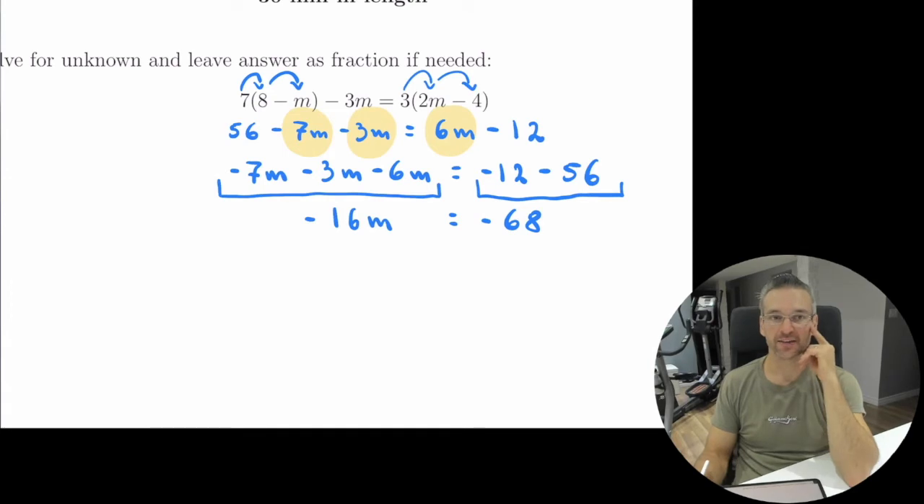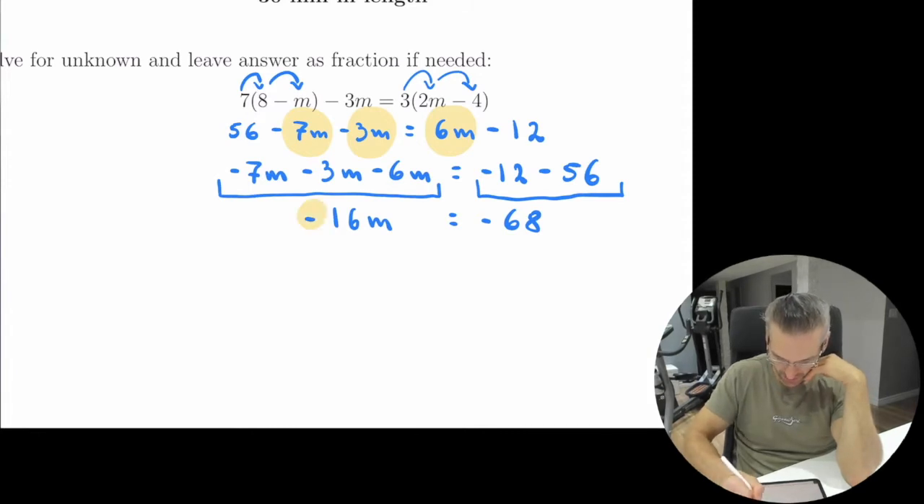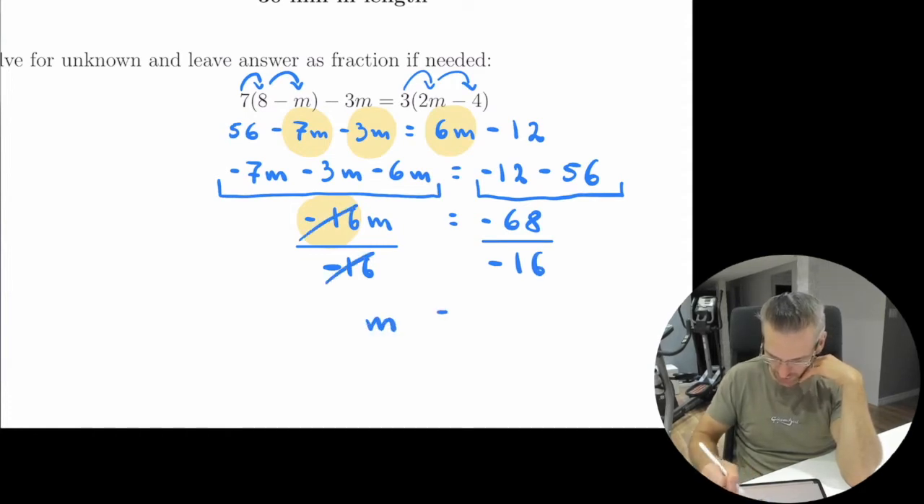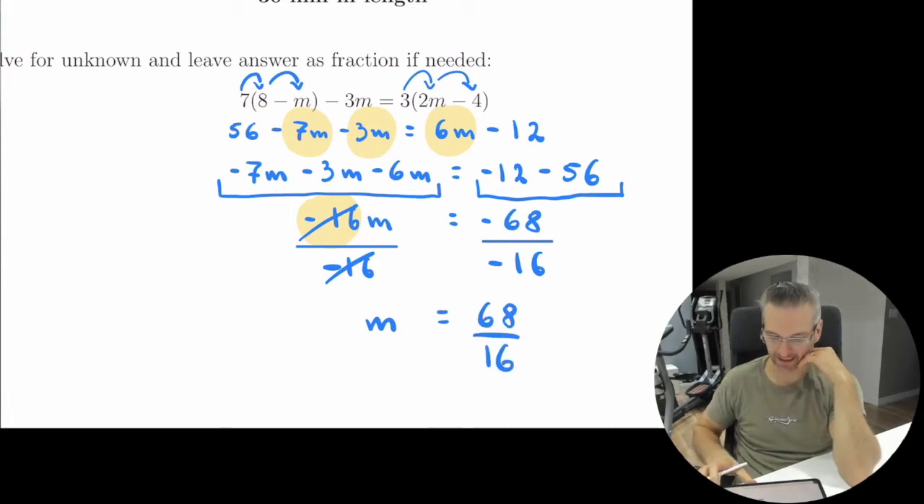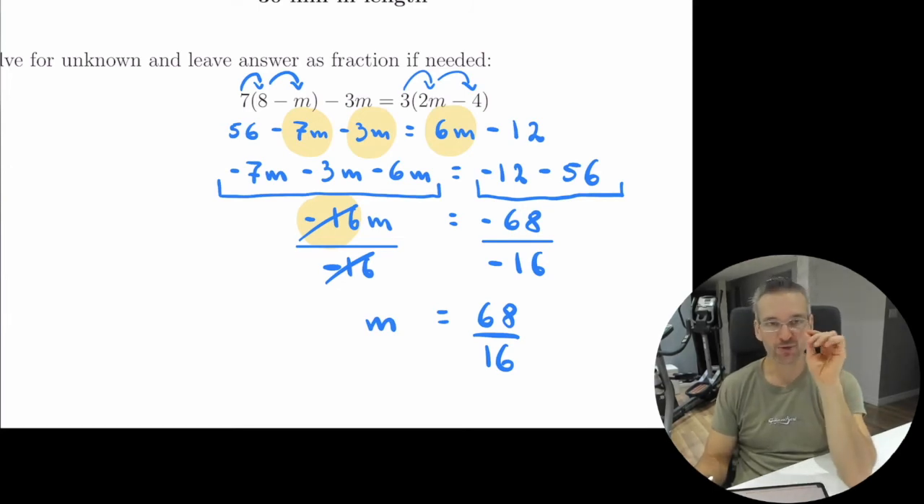So that's next. Now isolating for m, we're gonna get rid of this factor in front of the m, so we can divide both sides by negative 16. This you don't have to really show per se. So that's going to cancel this off, and it's going to give me my solution, which is 68 over 16. It says leave the answer as a fraction if needed, so we can just stop here. The goal is ultimately, can you solve the equation?